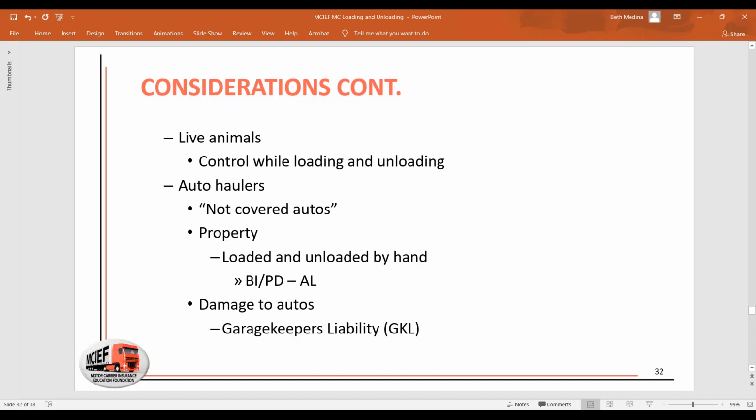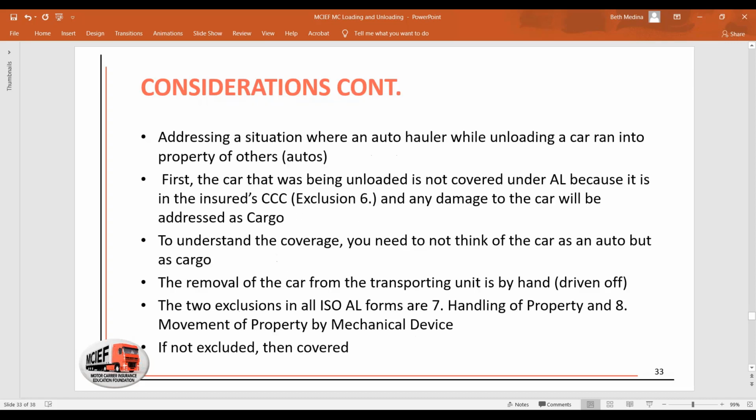It's a bailee's form, and that's garage keepers. A cargo policy, bailee's form too. Garage keepers is endorsed with the auto policy. So we have this example, addressing a situation where an auto hauler, while unloading a car, runs into the property of others. That's autos. First, the car that was being unloaded is not covered under the auto policy because it is in the insured's care, custody, control, exclusion 6, and any damage to the car will be addressed as cargo, meaning garage keepers would be where you'd cover this in most cases, or it could be covered on a standalone cargo policy, bailee policy.